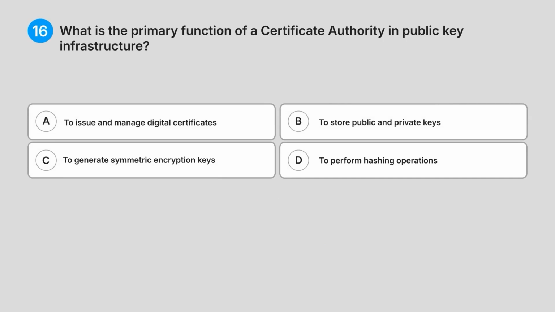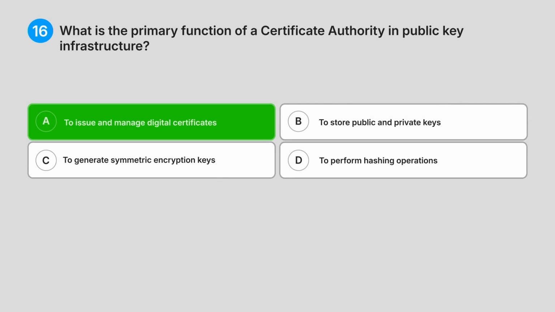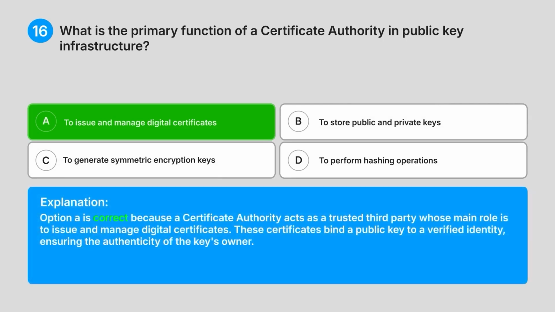Correct answer: A. To issue and manage digital certificates. Explanation: Option A is correct because a certificate authority acts as a trusted third party whose main role is to issue and manage digital certificates. These certificates bind a public key to a verified identity, ensuring the authenticity of the key's owner.